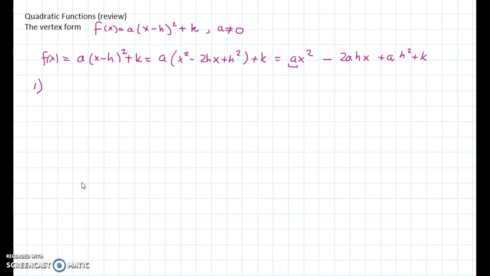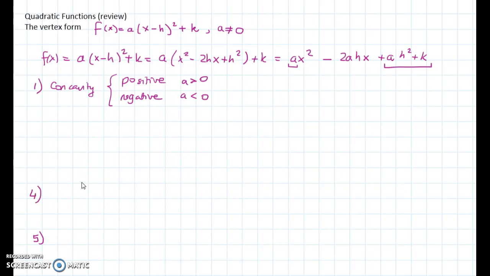And the first thing we observe is that this is giving the concavity as in the standard form case. The concavity is going to be positive when a is greater than 0 and negative when a is less than 0. Then we have over here the independent term, the coefficient that has no power of x. And remember that that was what we used to find the y-intercept. That's going to be 0, ah squared plus k. So we found two of the main features we need to find so far.